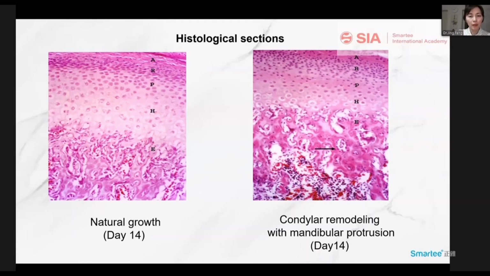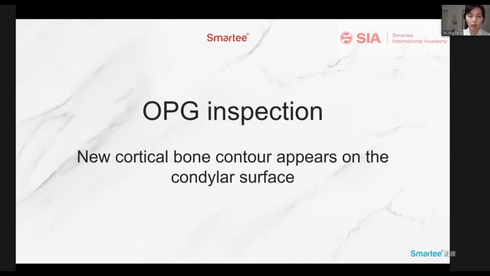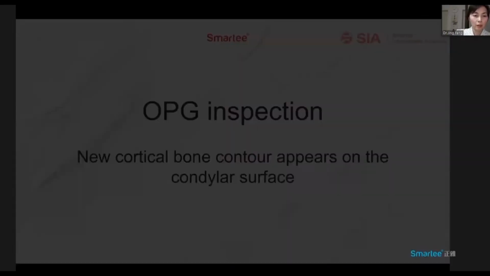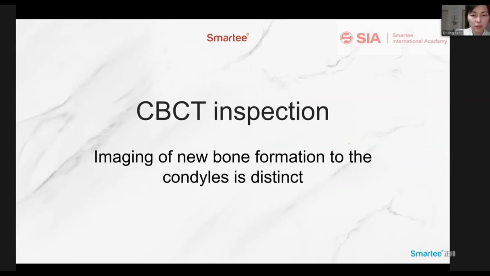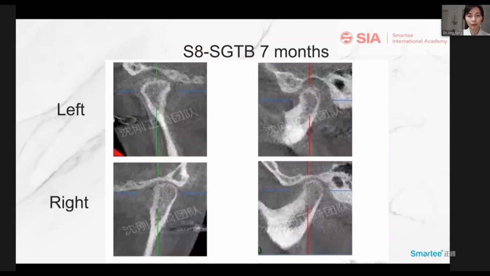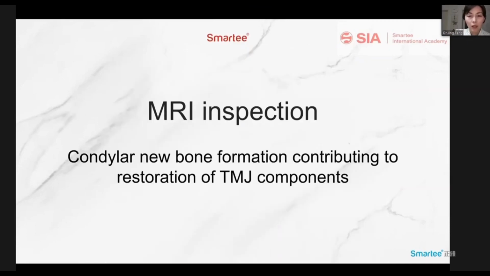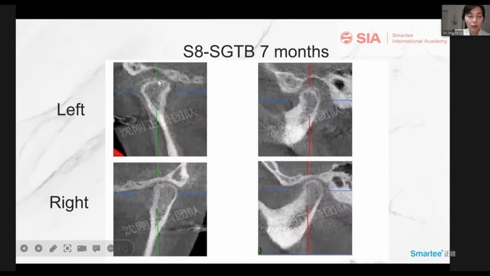An OPG inspection of the human beings also shows the proof. The new cortical bone contour appears on the condylar surface. Before and after the STB, the double line on the top of the condylar is very pronounced. And CBCT also showed the new bone formation is very distinct after wearing the S8 STB for 7 months. The new bone formation can be checked.